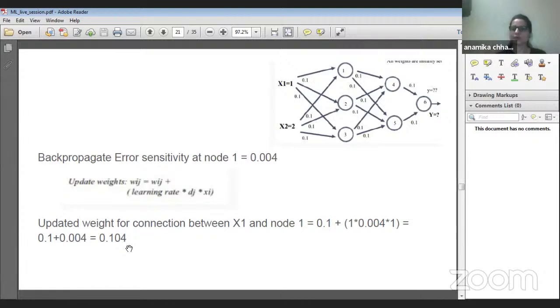So that is how we do it, and we do it for all the links. And then we again compute the output of the next instance, and then we compare, and then we back propagate, and so on.